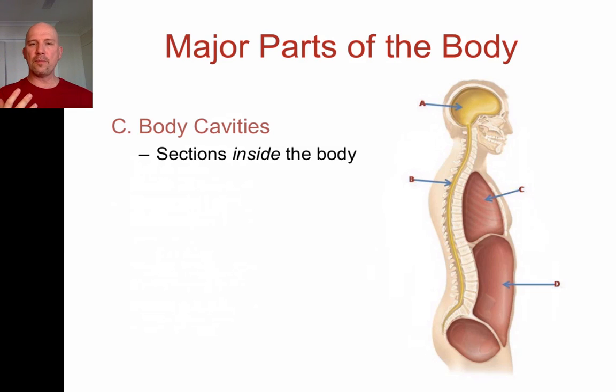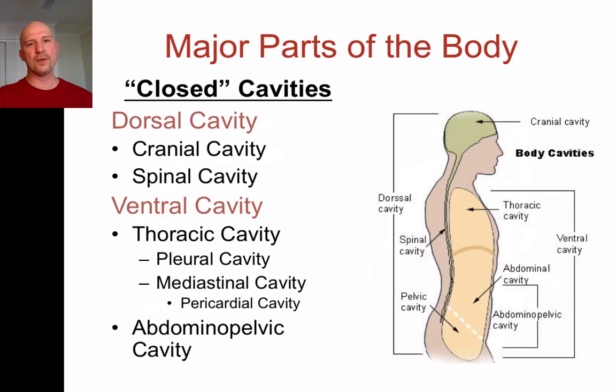Let's take a look now at the body cavities, because we've got essentially big sections inside of our body packed full of stuff. So what are those sections? We've got a dorsal cavity, and the dorsum is the back, and we've got a ventral cavity. The ventral cavity is the front. So if we take a look here, we've got dorsal cavity coming along this part, and there's two parts to the dorsal cavity. We've got the cranial cavity and the spinal cavity, and they're potential spaces inside our body, which holds our brain and our spinal cord, and those make up the dorsal cavity.